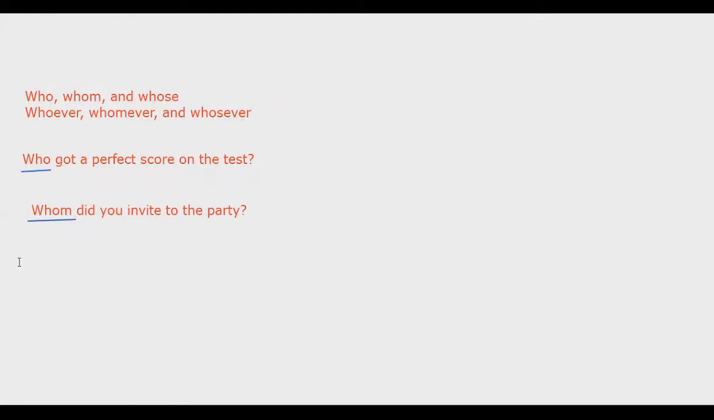And then we have whose. Whose car is that? In this case, whose is the possessive, because we're asking who the car belongs to. So it follows the same pattern as the other pronouns. Regarding whoever, whomever, and whosever, they're really used the same way. The only difference is that ever is attached at the end of the word.